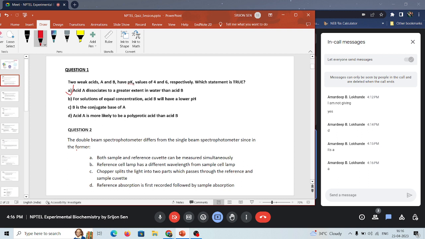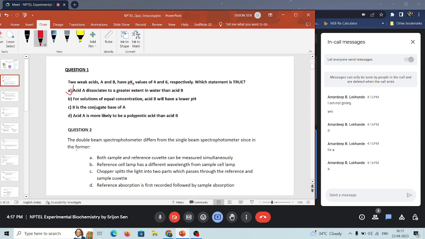Okay, you are saying it is A. Yes, that is correct. For a double beam spectrometer, when you look at the diagram, you see two things. One is that you can measure both the sample and the reference simultaneously, that is correct. And also you are going to see in what manner you are able to measure them simultaneously.